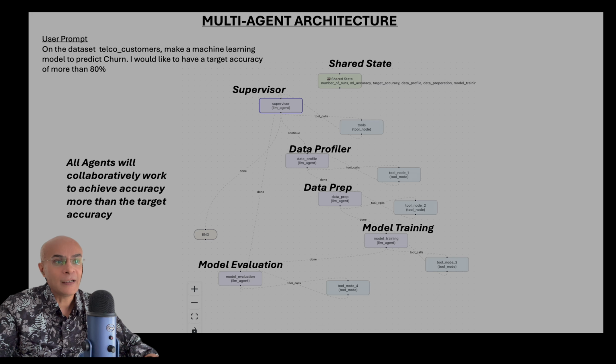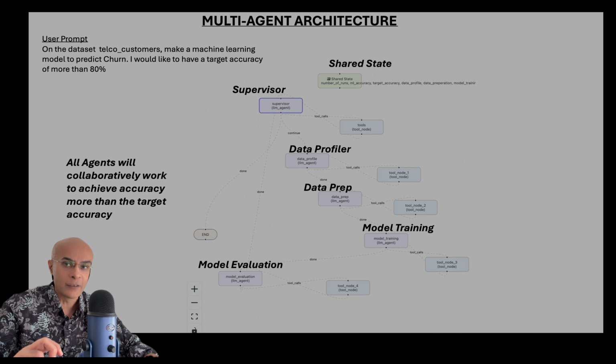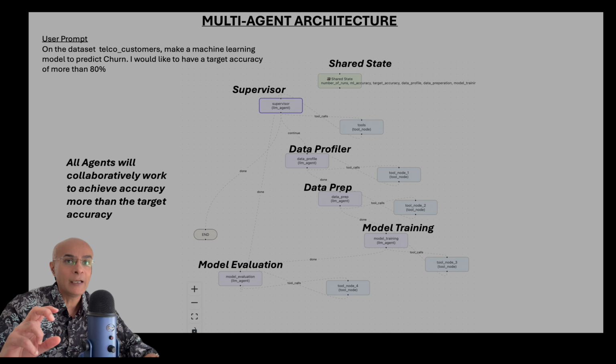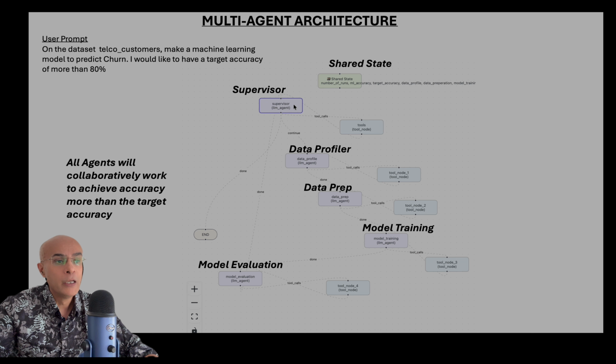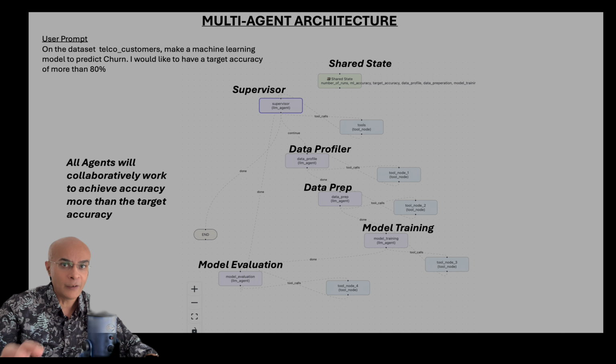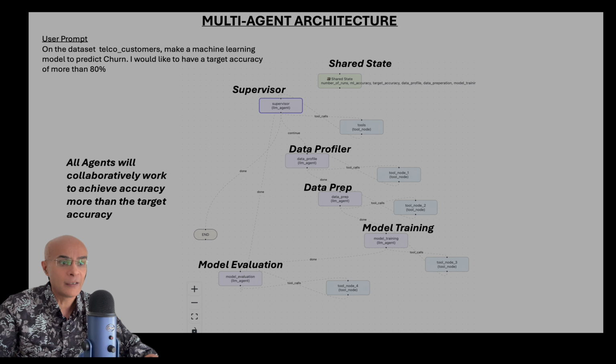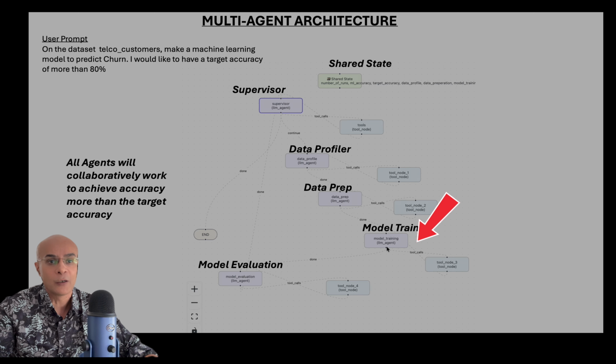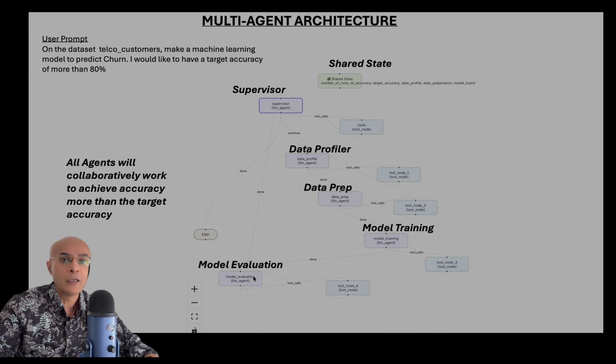Now, a second architecture is a multi-agent architecture. Instead of one agent with all the tools, you can have different agents for different machine learning tasks. You need a supervisor agent which is going to coordinate across all the different agents. This supervisor agent is going to take the user task and then pass it to the data profiler agent. The data profiler agent is then going to pass the work to the data preparation agent, which is then going to pass the work to the model training and then to the model evaluation.